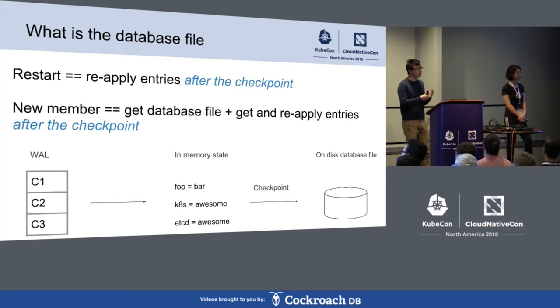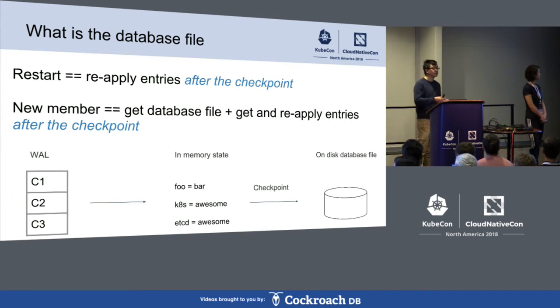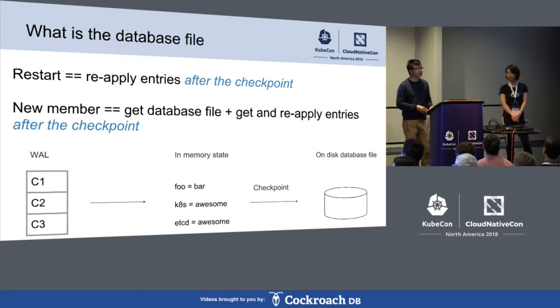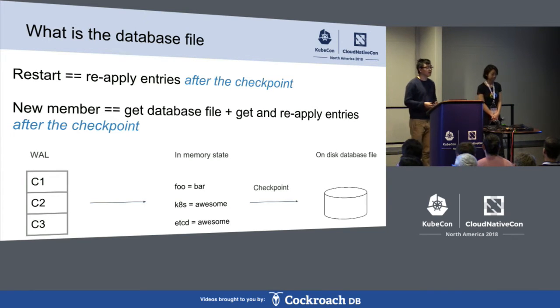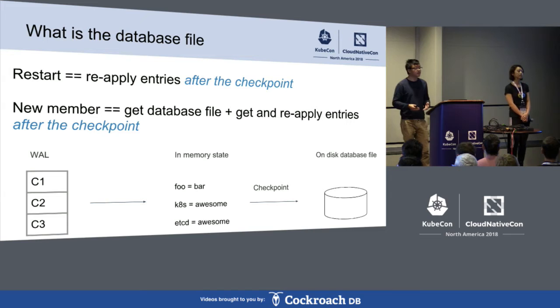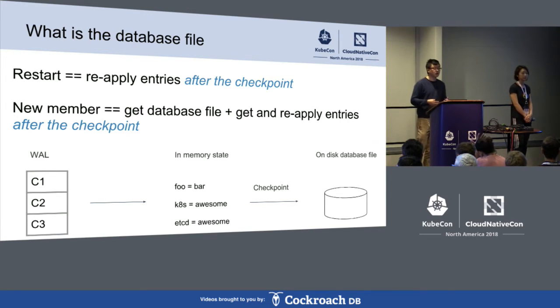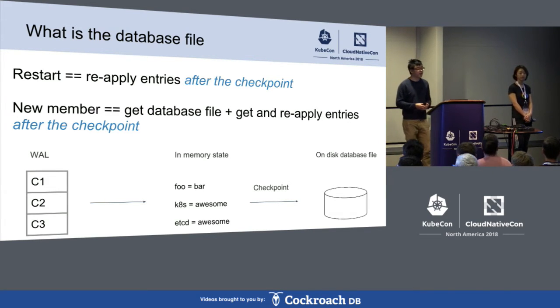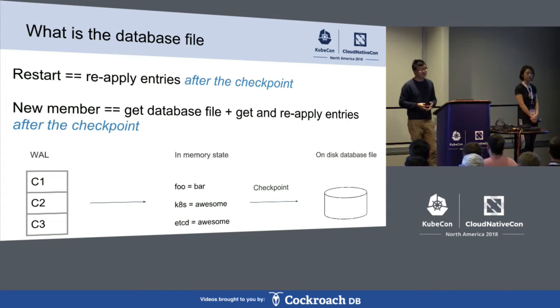Also, when a new member joins the cluster, it first gets the database file which contains the checkpoint, then gets all the entries after the checkpoint, and starts to reapply them. That reduces the cost of restart and of a new member joining the cluster. That's why we have the database file. Now we use BoltDB, a B+tree implementation in Go, to save the checkpoint file. If you want to interact with it, you can use the BoltDB command line to see what is actually inside.